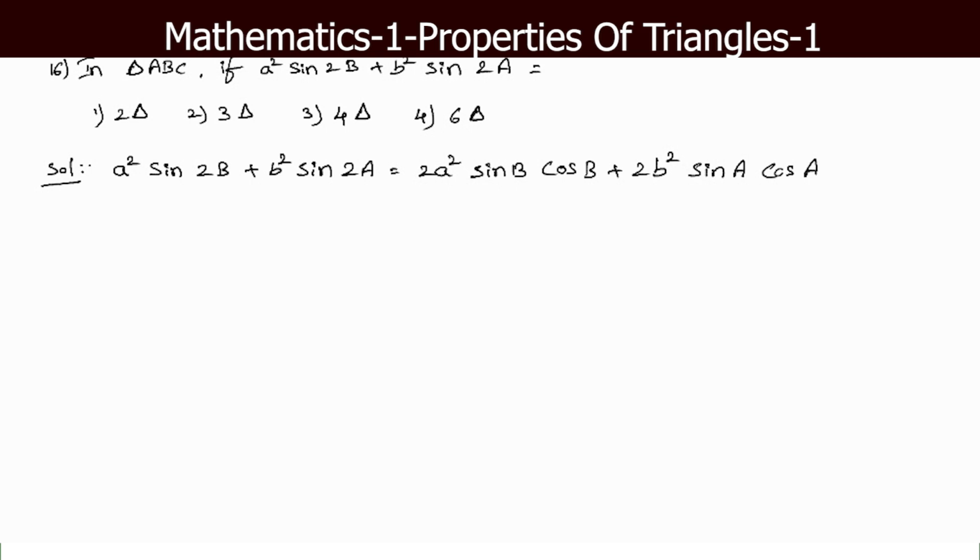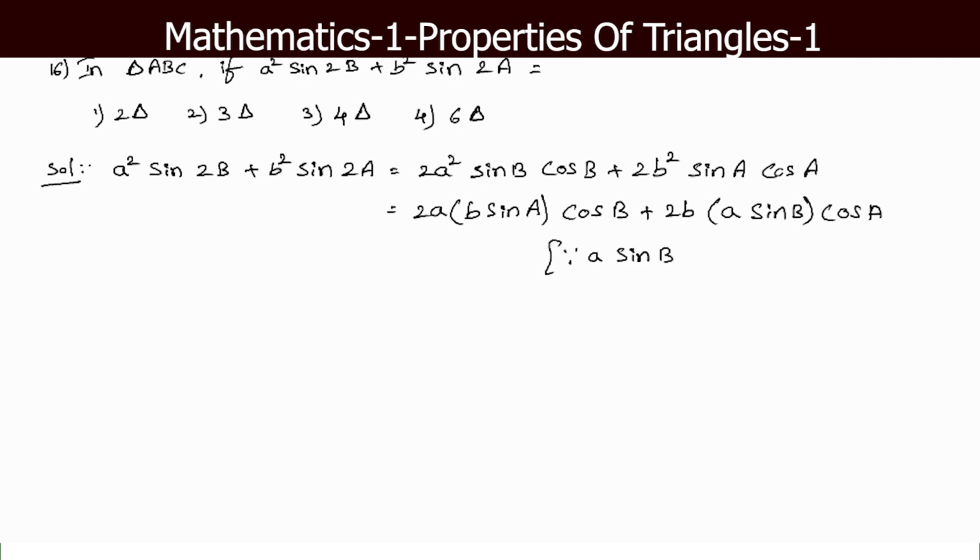see, for a sin B, you write b sin A, because a by sin A is equal to b by sin B. So, if you cross multiply it, you get a sin B is equal to b sin A. So, this a square you write as a into a. When you use that formula, you will get that a square sin 2B plus b square sin 2A is equal to 2a into b sin A cos B plus, similarly, 2b into a sin B cos A. That is 2ab into sin(A plus B), that is 2ab sin C.